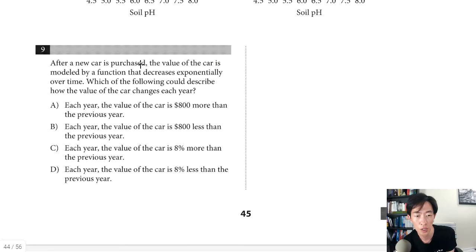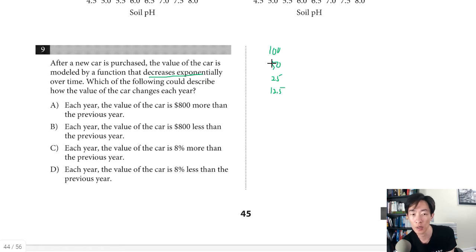Question 9, after a new car is purchased, the value of the car is modeled by a function that decreases exponentially over time. Which of the following could describe how the value of the car changes each year? In your mind, you should know that an exponential decrease means that each time it decreases, it's because you're multiplying it by some factor. For example, it could decrease by half. If you started out at 100, you take away half, then you're at 50, then you're at 25, then you're at 12.5. The key here is that because you're multiplying by a factor, the actual decrease from time to time is changing. It's not the same.